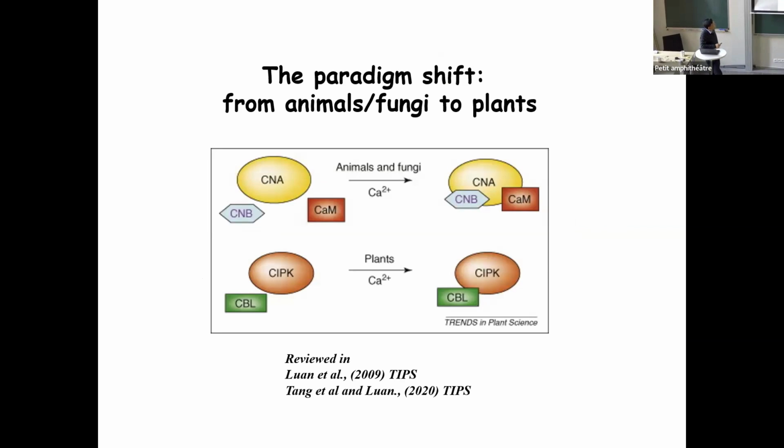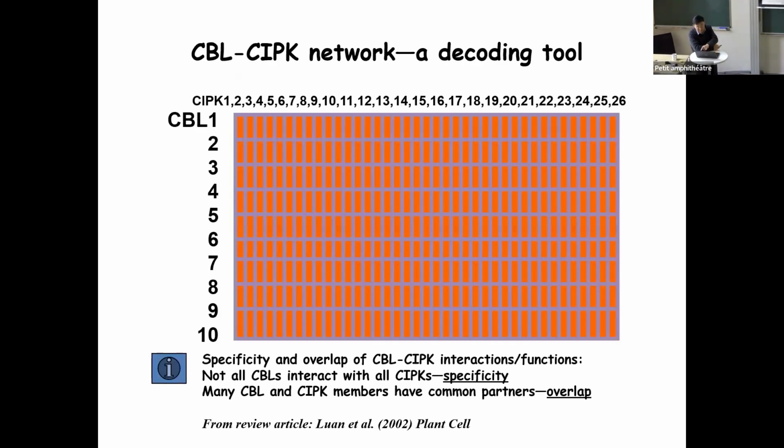So in a way, it represents some kind of a paradigm shift, right? From animals and fungi, they all use calcineurin, the protein phosphatase, to respond to or decode calcium, right? And of course, there are other mechanisms as well. So in the case of plant, we have a calcineurin B-like molecule, CBL, that interacts with a bunch of protein kinases instead of protein phosphatases. Biochemically, it's the opposite, right? Phosphorylation versus dephosphorylation.